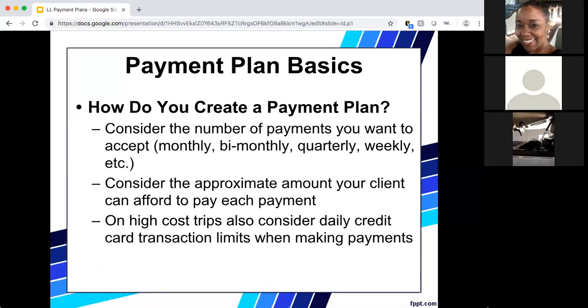On high cost trips, you want to also consider daily credit card limits on transactions when you're making payment plans. And I bring this particular one up because I had a few clients that are more of my high-end clients, and they were booking trips that required larger payments. So I had one particular client, their total trip was about $10,000 or so. And so she wanted to make a $3,500 payment a couple times. But the issue was her particular bank that issued her credit card, her daily spending limit was $2,500.